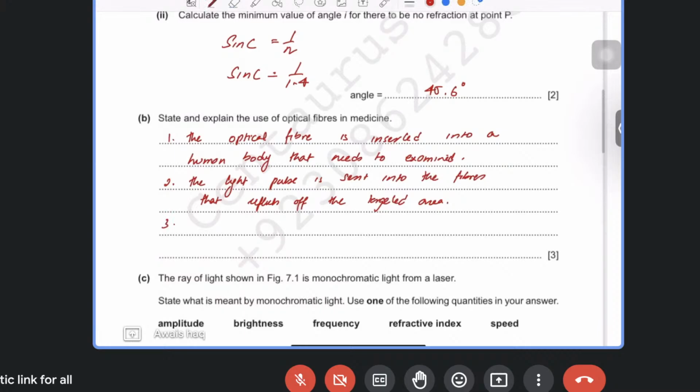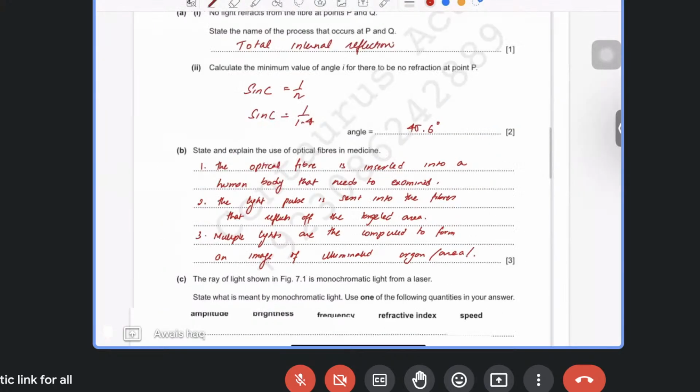Third point, multiple lights are then computed to form an image of the illuminated organ, area, whatever you want to write, all right, like this. Is it clear, everyone? Let me know if you need help with this.